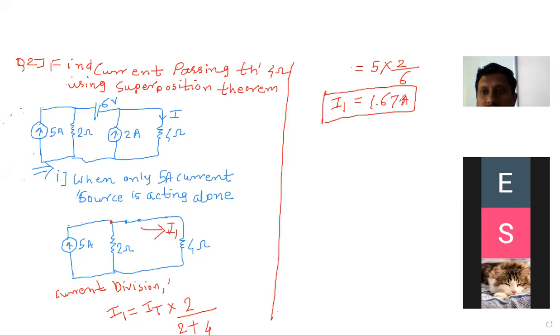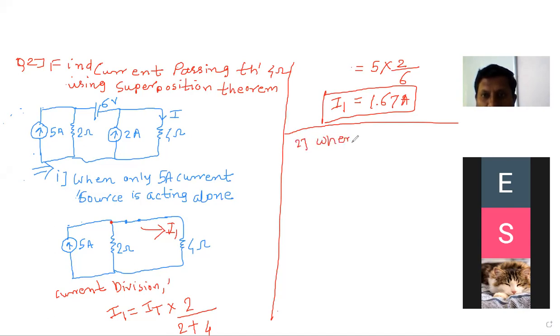Unit is ampere. So by using current division, you can solve it, or otherwise you can give the voltage name V1 here. Then you can apply the KCL nodal analysis and you can get the answer I1. That is one of the methods by which you can find the answer of I1. Now, the second thing.